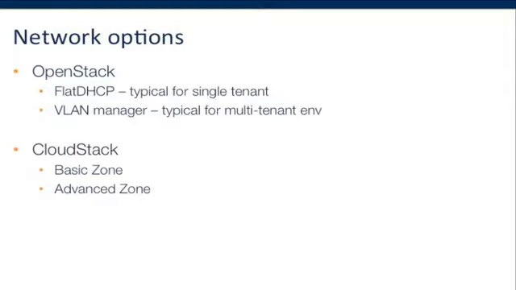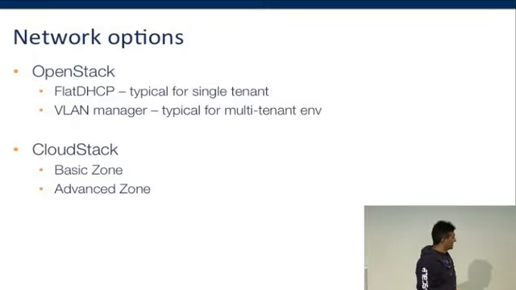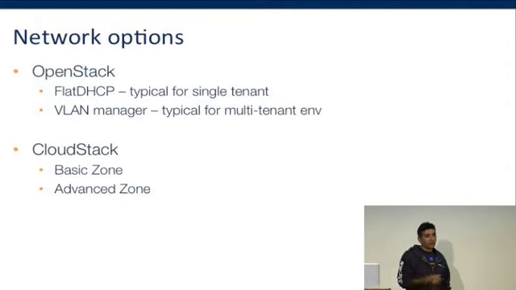Network options, as we talked about earlier, both OpenStack and CloudStack have very similar looking models. One is called flat DHCP versus basic zone, which is very similar for a single tenant environment. And then there is advanced stuff where you have a multi-tenant environment, each tenant gets a private LAN, and so on and so forth.